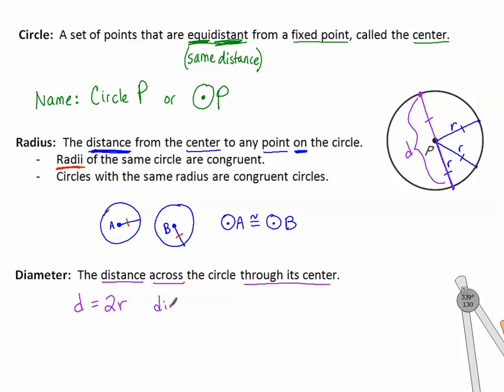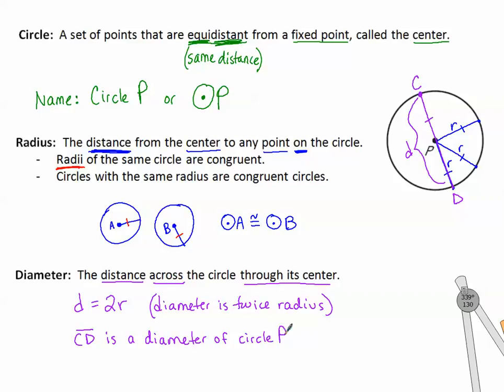The diameter is twice the radius, or it's 2 radii. The diameter is a segment, so if I label the endpoints of the segment C and D, I would write segment CD is a diameter of circle P, or use the symbol to make it faster.